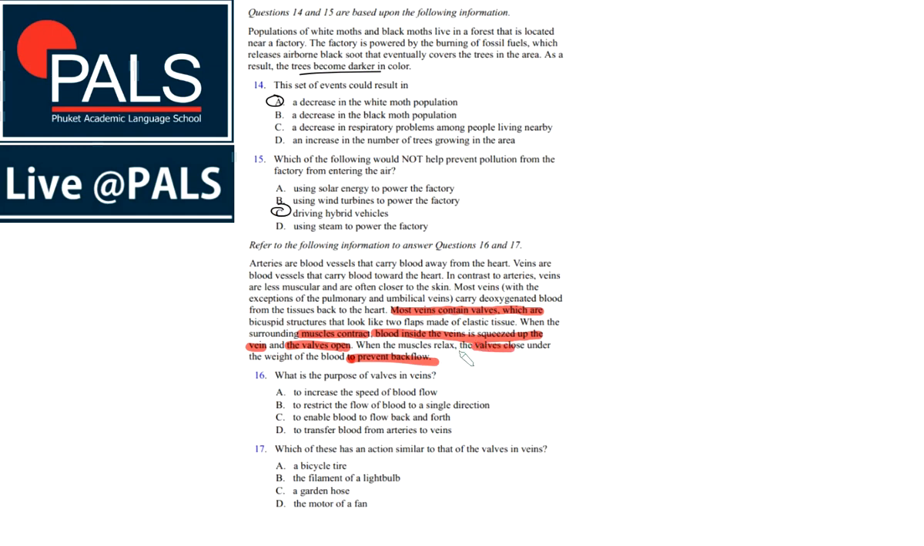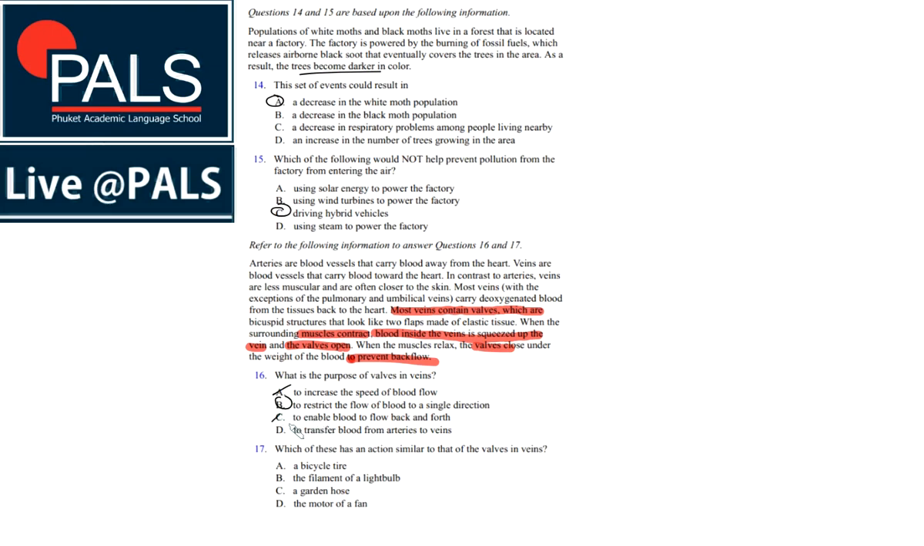So if we summarize this up, what the information that we need here is, when the muscles contract, the blood is squeezed up the veins and the valves open. When the muscles relax, the blood wants to flow back, but due to the weight of the blood, the valves close and that prevents backflow. So the purpose of valves is to restrict the flow of blood to a single direction. There's nothing mentioned about the speed of blood flow.